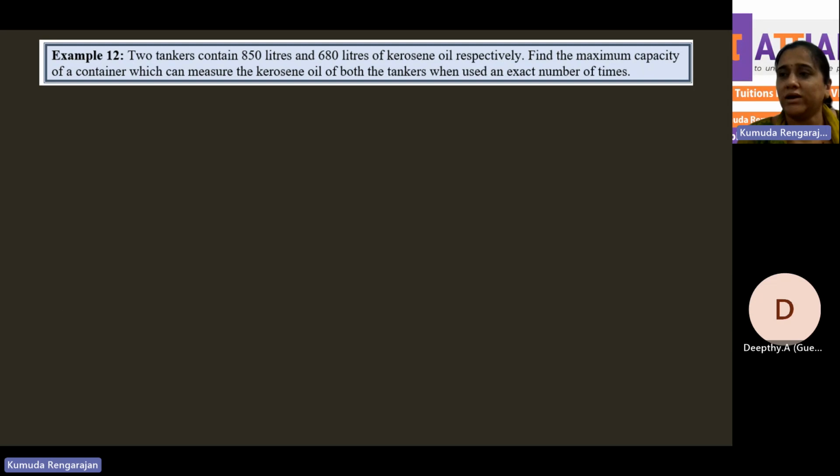1 liter? 1 liter, how many times? 10 times. So 30 into 10. 300 times.